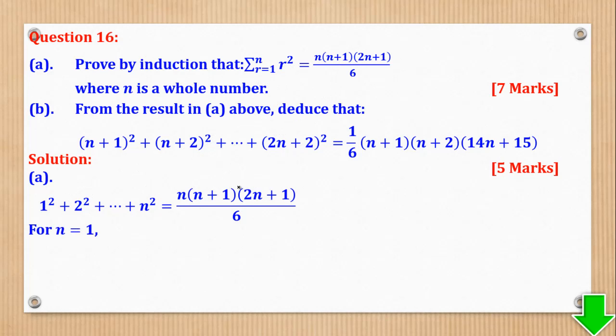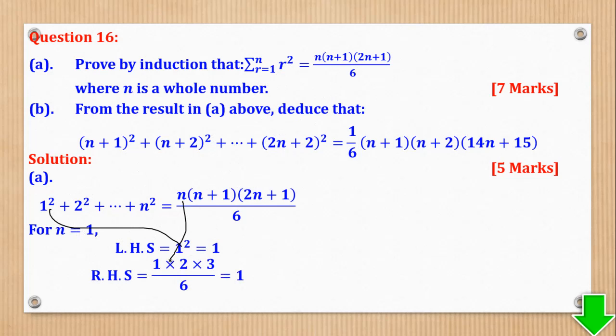Then start testing for n equal to 1. Left hand side will be this, which is 1. And right hand side, 1 times 2 times 3, which is 6 over 6, which is 1. Therefore, it is true for n equal to 1.